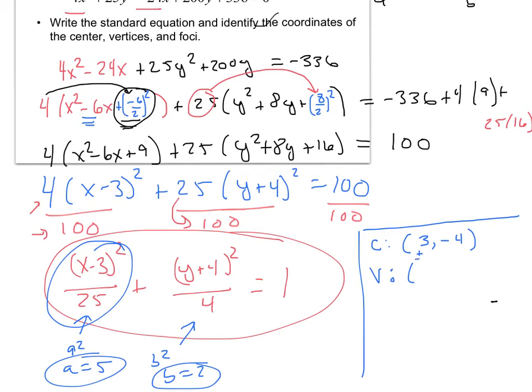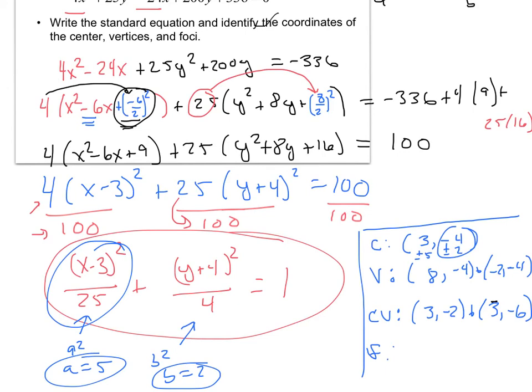I'm going to add and subtract 5 to this value right here, and that's going to give me my vertices. The other coordinate will not change. So if I add 5, I'm at 8, negative 4. And if I subtract 5, I'm at negative 2, negative 4. Co-vertices, I'm going to do the same thing, but it's the other value that's going to change. I've set it up where the x's are the same, so I'm going to add or subtract 2. If I add 2, that's going to give me negative 2. And if I subtract 2, that's going to give me negative 6.